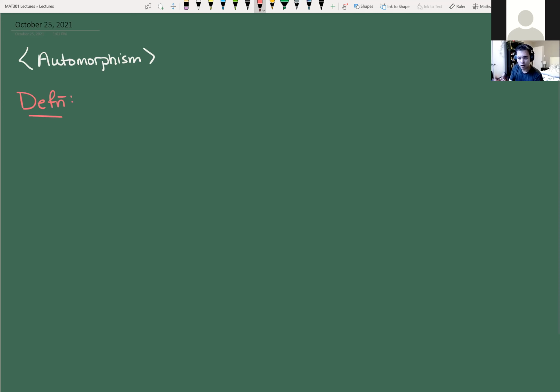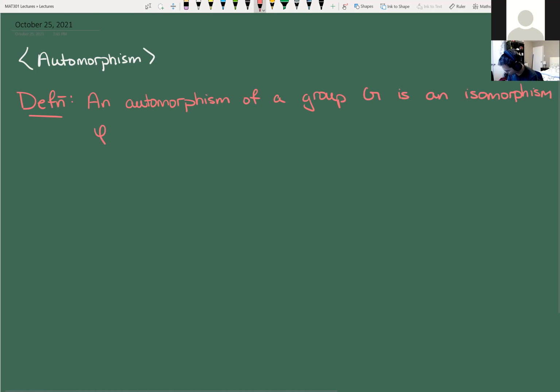If you think about what the word auto means, it means self, right? So an automorphism of a group G is an isomorphism from G to itself. Okay, so that's what automorphism means in this case. And again, auto means self, so it maps G to itself.